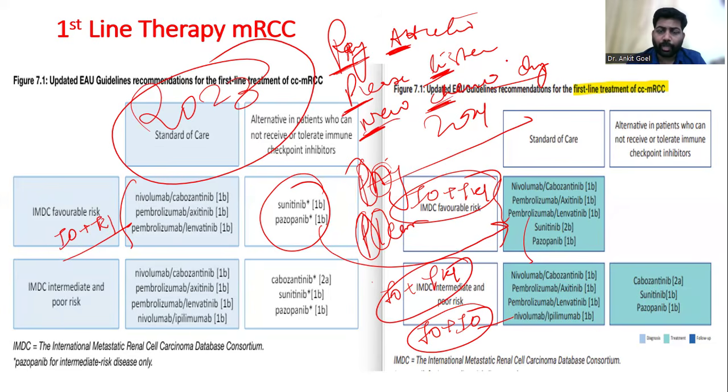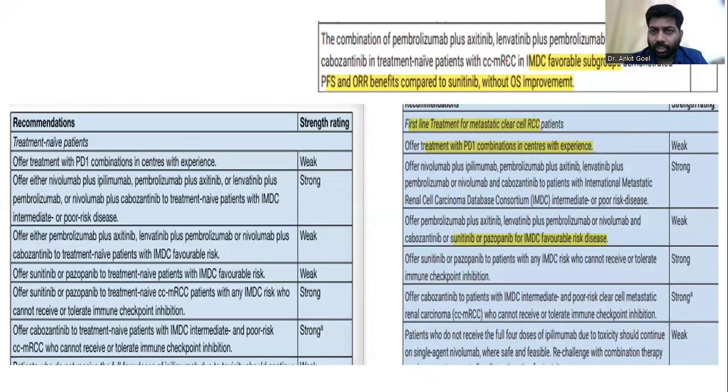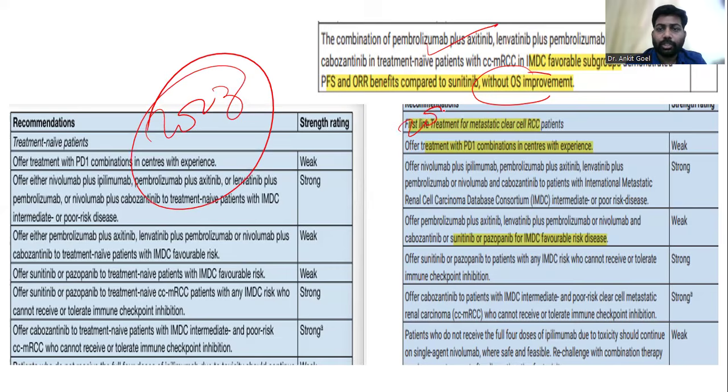Now, why are sunitinib and pazopanib being included in the first line? This is because of this study. Based on this data, they found that if you compare the combinations with sunitinib alone, there is no extra overall survival improvement that you're offering. That was 2023 and this is 2024. Now they have added sunitinib and pazopanib for intermediate favorable risk, which was not there. They found that sunitinib and pazopanib provide an equivalent overall survival compared to the combinations, so there is no point in keeping them as an alternative. So they have been kept in the first line.